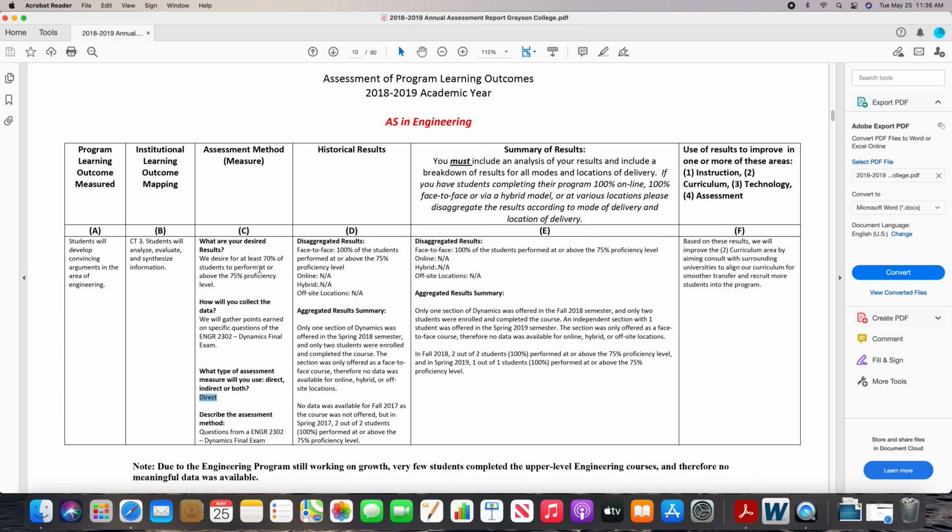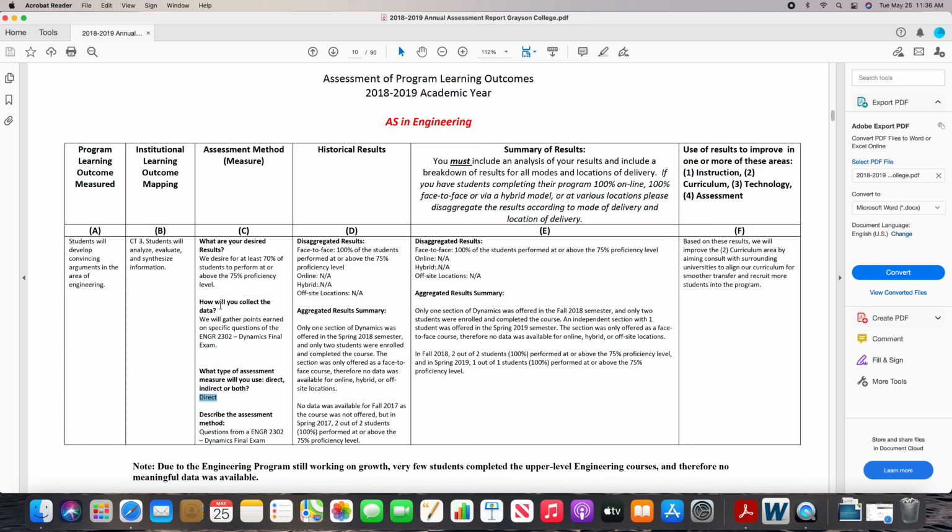You want to have a number here, right? Is the ideal thing. We desire for at least X percent, 70 is a really common number with the data people, of students to perform at or above 75% proficiency level, or whatever it is. It could be something else. Just make it as specific as possible. Hopefully there's a number there. It doesn't even really matter if you hit the number because there's all sorts of opportunities. That's what this part of the form is for later on. You can dovetail it into what's coming up.